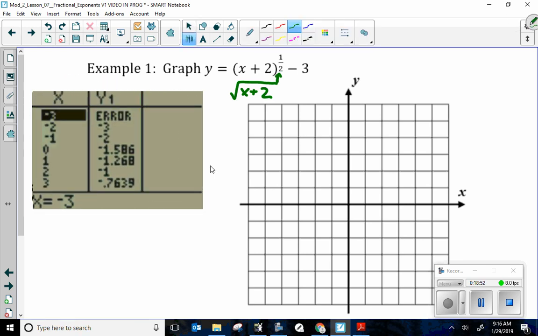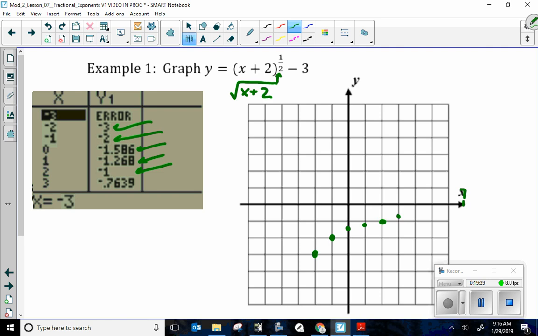Now, I don't plot anything at negative 3. At negative 2, I go to negative 3. So go to the left 2, down 3. Right there. At negative 1, negative 2. That's right there. At 0, let's call it about negative 1.5, right around there. At 1, I'm at negative 1.25 almost, right around there. At 2, I'm right at negative 1. At 3, I'm at negative 3/4.